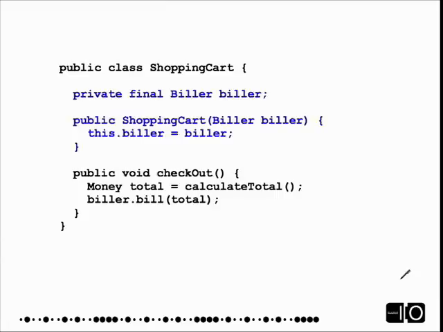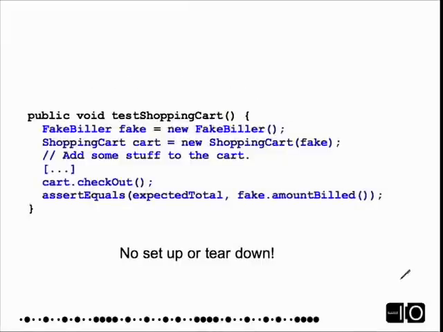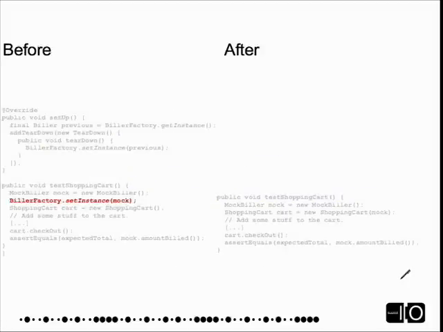So how do we fix that by hand? We have constructor injection, which is my favorite kind of injection. Hopefully it's yours as well. You pass a biller to the construction of the shopping cart. You make it a private final. It's immutable. You never change it. It allows me in my test to create an instance of the shopping cart by passing my fake. There's no setup or teardown required. And this is the code as it looks before and after. The entire scaffolding of the setup is gone, and that red line of BillerFactory.setInstance is also gone, and I didn't lose any functionality. It's exactly the same test, only better.